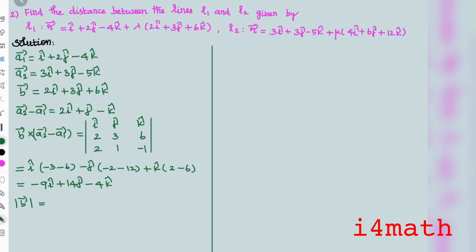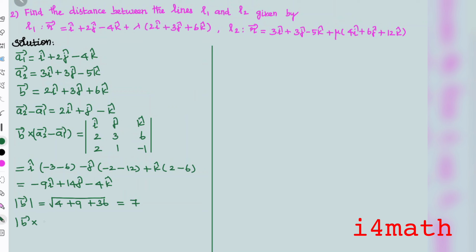Magnitude of b vector is square root of 2 square. What is 2 square? That is 4. Next, 3 square, that is 9. Next, 6 square, that is 36. So square root of 4 plus 9 plus 36, that is 49. Square root of 49 is 7.